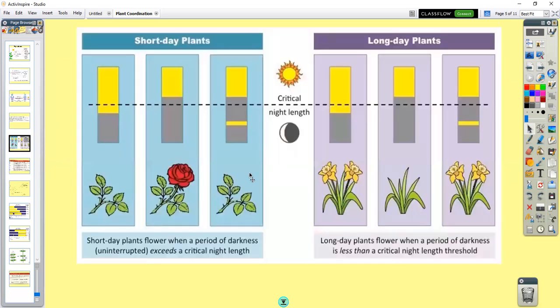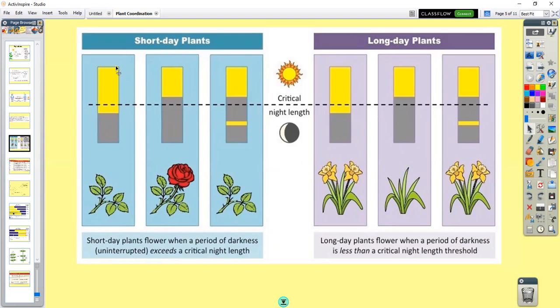Okay, here you can see two examples. So the first one is looking at the short day plants. They need low levels of P730, or a shorter length of day, to bring about flowering. So on this one, you can see along the middle here, we have a critical night length or critical day length, which would bring about flowering or not.